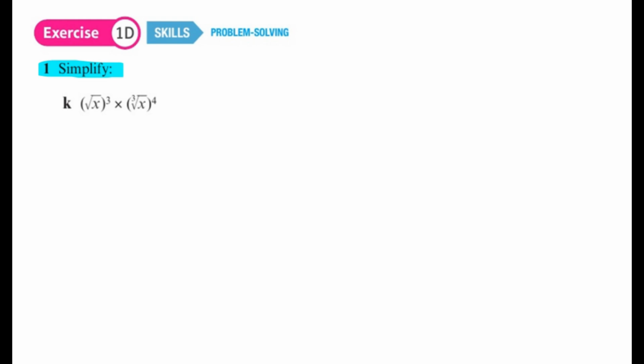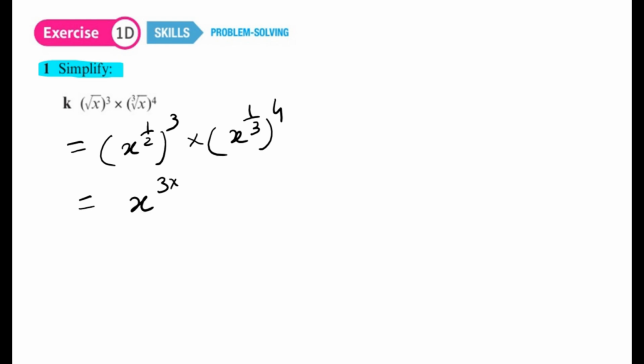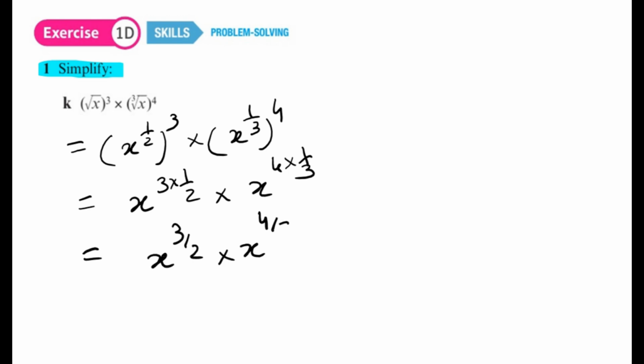Move to exercise 1D, simplify. In the simplification, as you can see here, we have a square root. So I have to write this as a power, a fraction. So x to the power half, cubed, times x to the power 1 over 3, to the power 4. Because there is a cube root, we have to write 1 over 3. Now power rule, multiply the powers. So which is 3 times half, times x to the power 4 times 1 over 3. So x to the power 3 over 2 times x to the power 4 over 3.